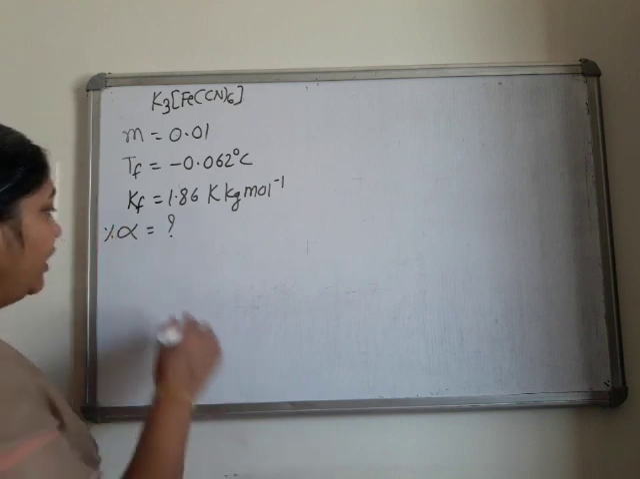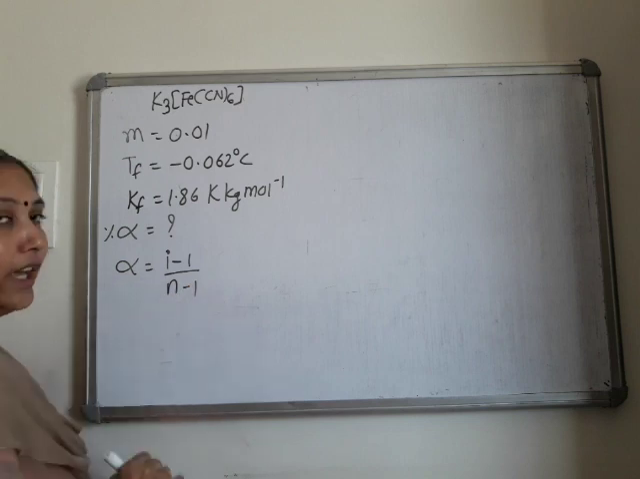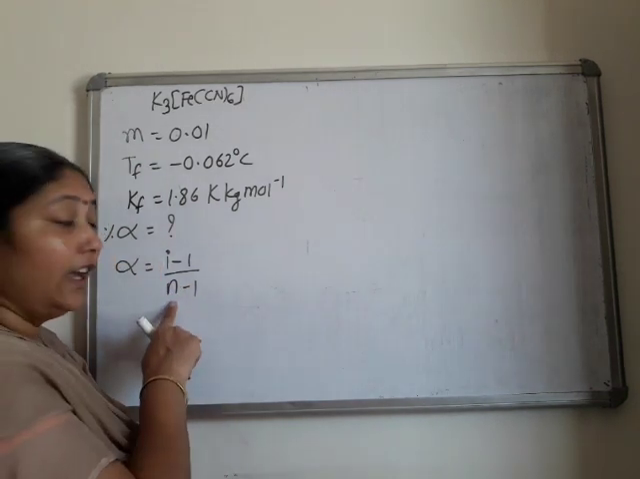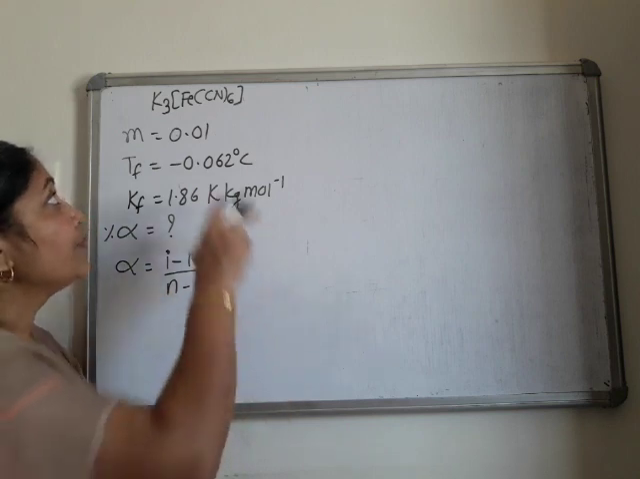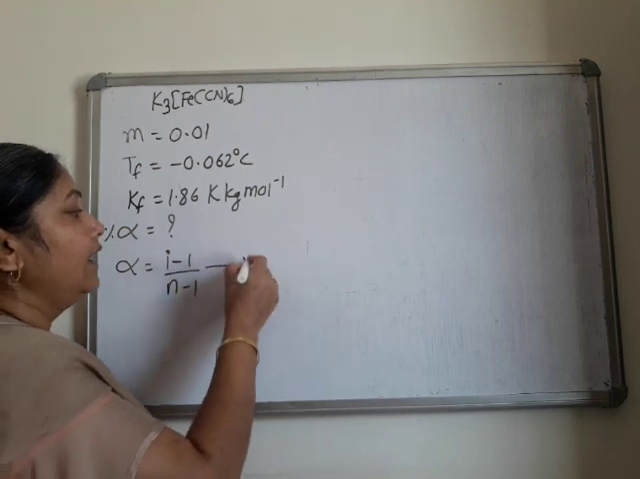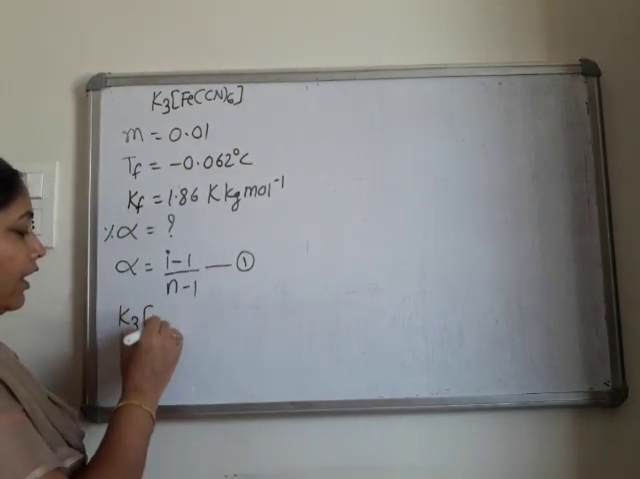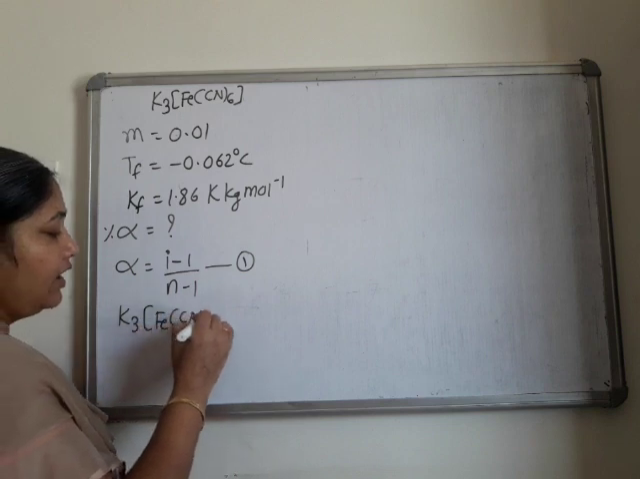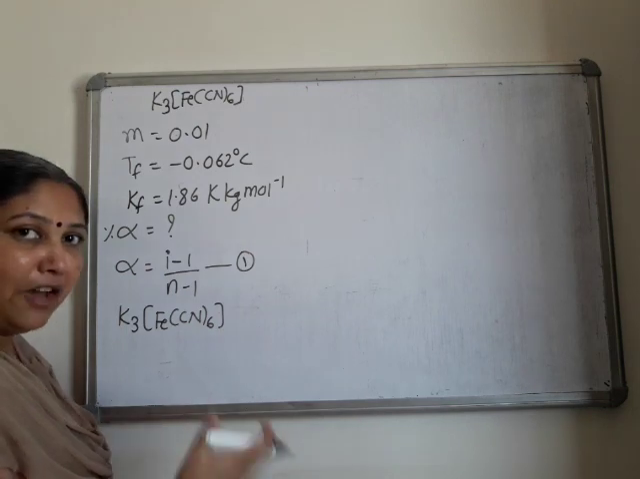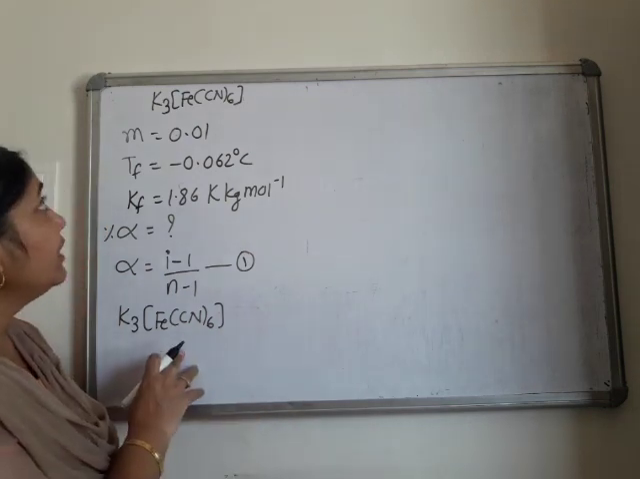What is the formula of alpha? Alpha is equal to i minus 1 upon n minus 1. i is the van't Hoff factor and n means the number of ions produced by dissociation of that electrolyte. Let us find both these values. First consider K3[Fe(CN)6]. This is called a complex, a complicated structure. We have one lesson, coordinate compounds, in which we will discuss what is meant by complexes.